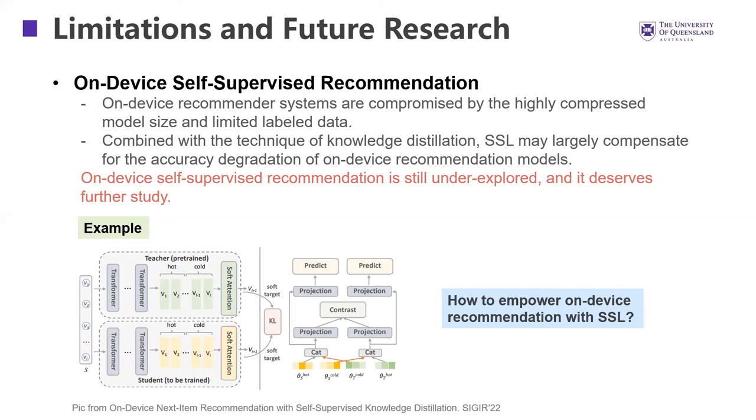But these devices have very limited computing resources, so deploying recommendation models to these devices is challenging. If we can combine self-supervised learning with techniques such as logit distillation, and employ these techniques on edge devices, we think we can greatly improve the performance of on-device recommendation models. Currently, on-device self-supervised recommendation is still underexplored, and we think it deserves further study.